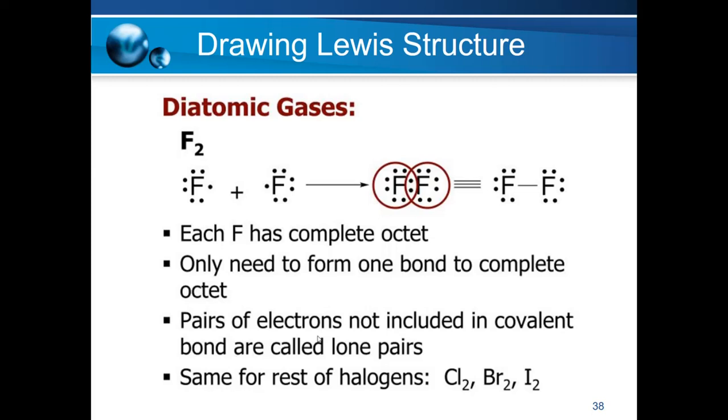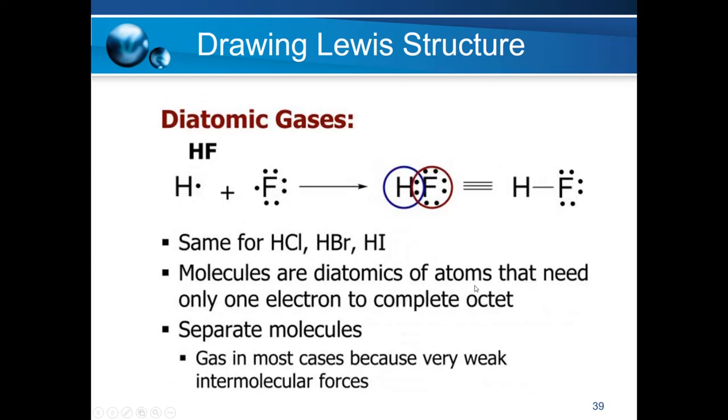So what is a diatomic gas? For diatomic gases, we have 1 pair sharing. So it becomes a diatomic gas, for example, Cl2, Br2 and I2. And the same for HCl, HBr, HI. The molecules are diatomic, with atoms that need only 1 electron to complete the octet. How? Because this hydrogen donates its electron to the fluorine.